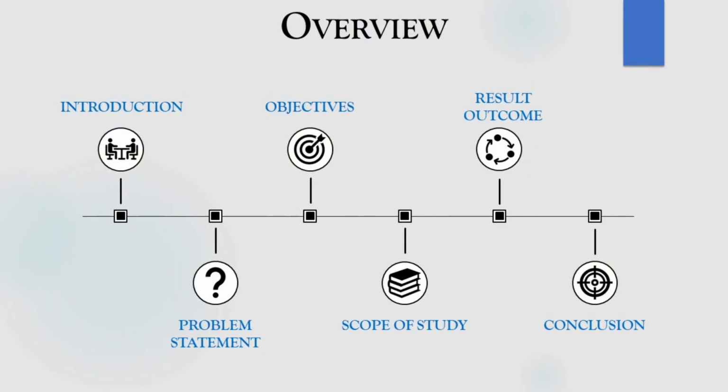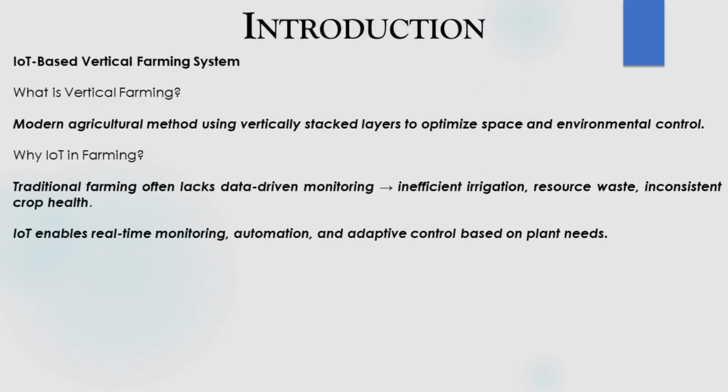The presentation will cover the introduction, problem statement, objectives, scope of study, methodology, results, conclusion, and future recommendations. So, let me give a brief introduction about our project. What is a vertical farming system? It is a modern agricultural method using vertically stacked layers to optimize space and environmental control.